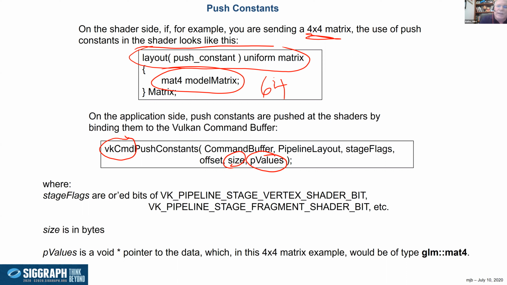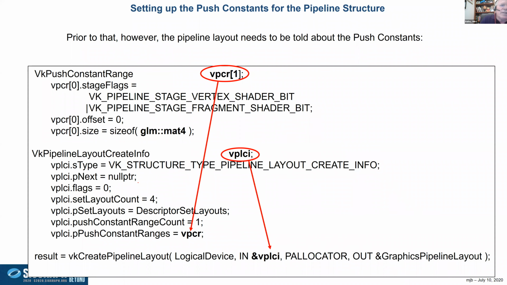The stage flags are which shader gets these. And these can be ORed together. If it's just a matrix, it probably just goes to the vertex shader. But there's a lot of good uses for that. And here's how you set it up. Okay, there's a push constant range variable, and then that goes into the pipeline create information.